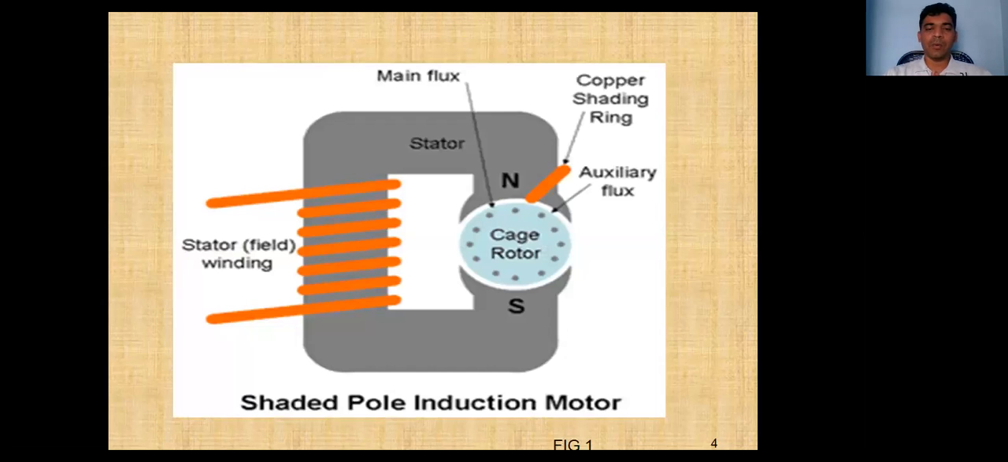This is the shaded pole type induction motor. This is the stator field winding. This is the rotor cage. This is the main flux. Here is the auxiliary flux. And the copper shadings produce the shaded flux in the opposite direction. Copper shadings are also there.